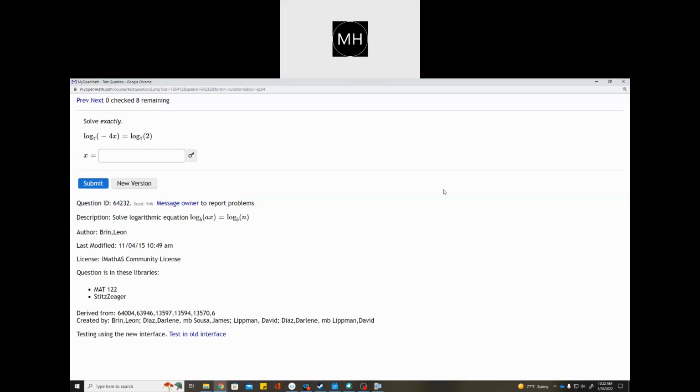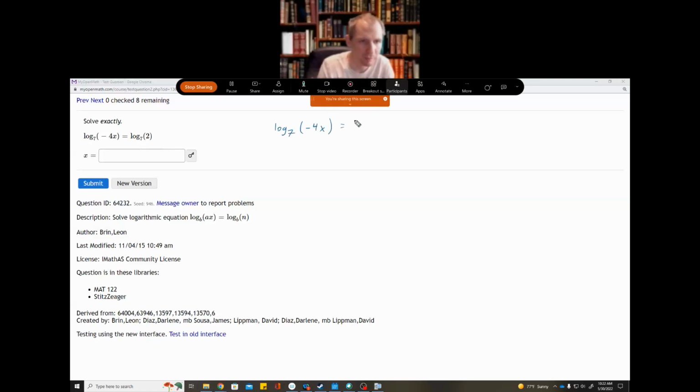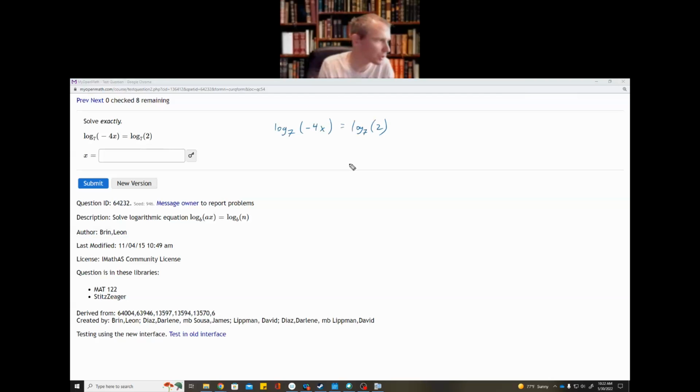Solve exactly, so no rounding here. Log base 7 of negative 4x equals log base 7 of 2. Solve for x. So what we're going to do, somewhat similar to what we did before, to get the x by itself, I need to get rid of the log base 7. I'm sorry, this was question 19, I think. Yep. From 1.5.